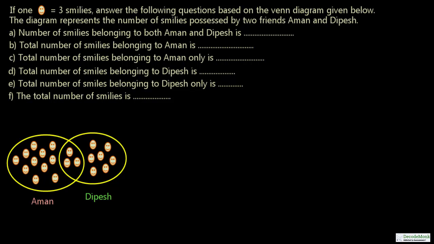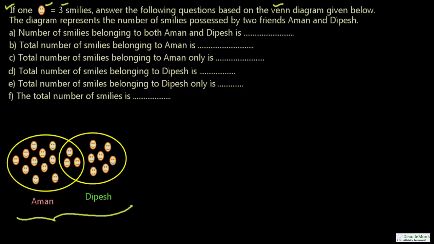Consider this question related to Venn diagram, which is a very important concept in mathematics. You will be able to understand the concept if you go through such type of questions. Consider this question: if one symbol of a smiley is equal to three smileys, answer the following question based on the Venn diagram given below. So this is the Venn diagram given below.